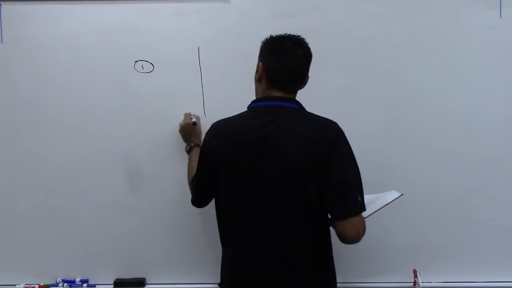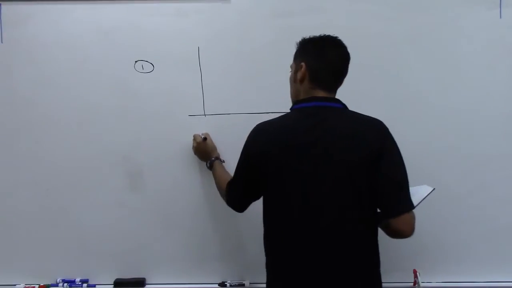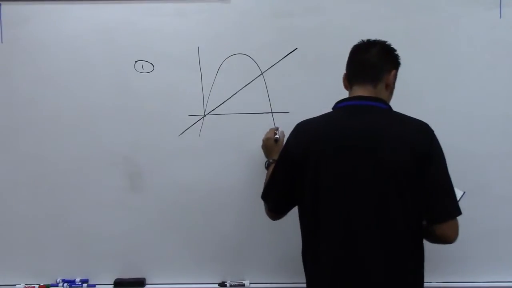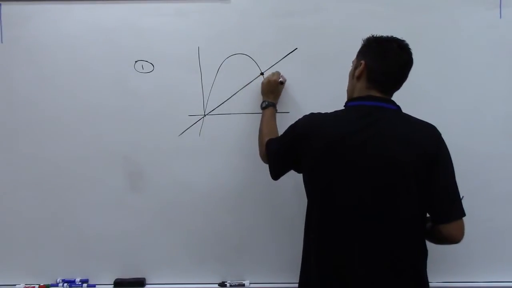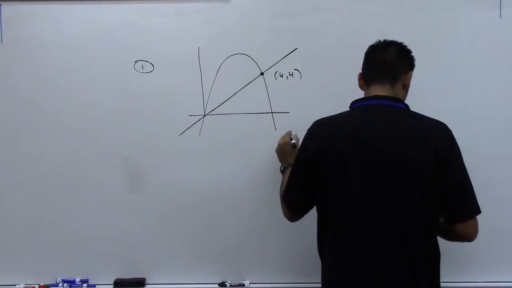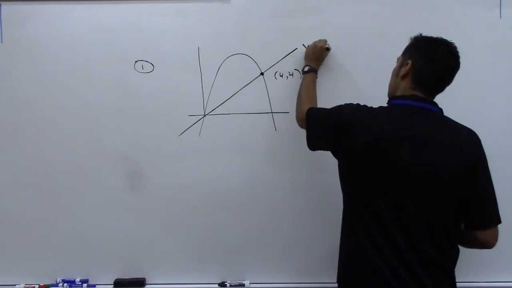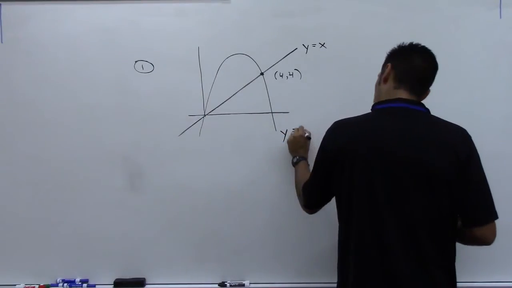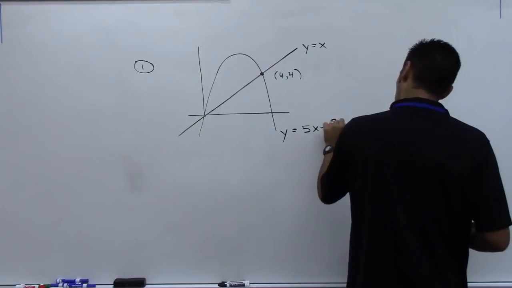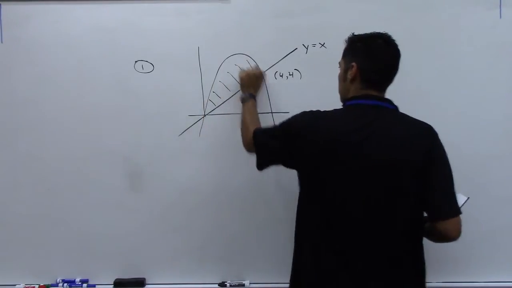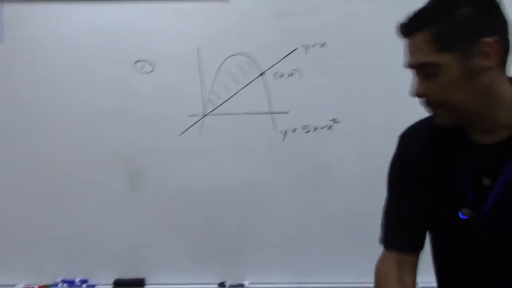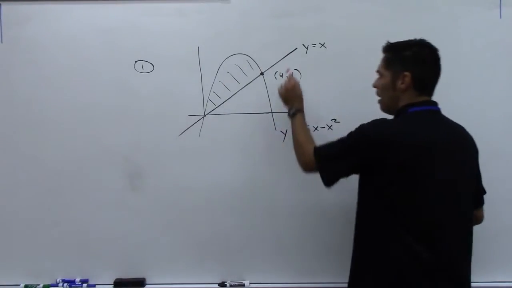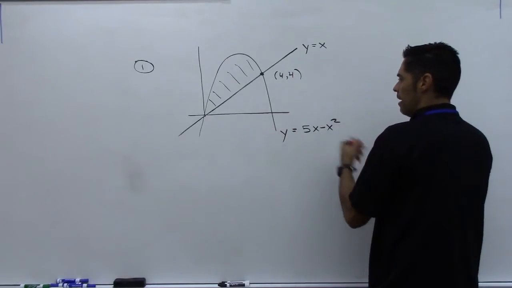they actually give you a graph of two functions. Draw a real rough picture of this. They give you that this is the point 4, 4, and they give you that this is y equals x, and that this parabola is y equals 5x minus x squared, and we're trying to find the area of this region. So first of all, we notice that these are both functions of x because they are solved for y. You have y isolated, so this is a function of x.